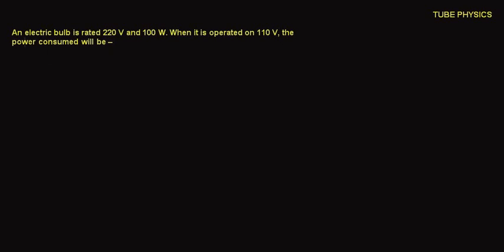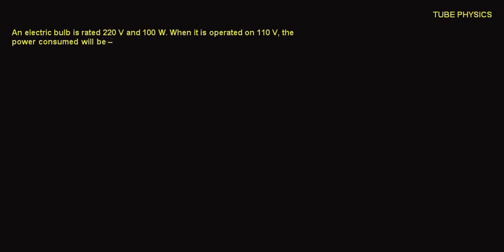Here is the question. An electric bulb is rated 220 volt and 100 watts. When it is operated on 110 volt, the power consumed will be? So for every electrical device, there will be a standard potential difference and power output for manufacturing, and that will be printed on the device.